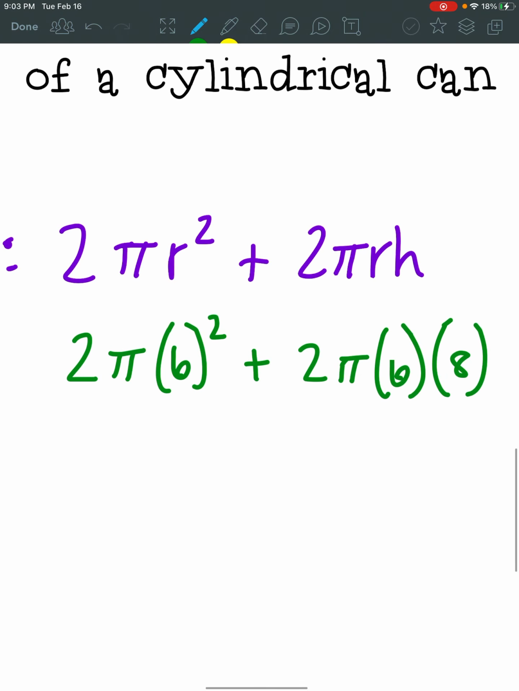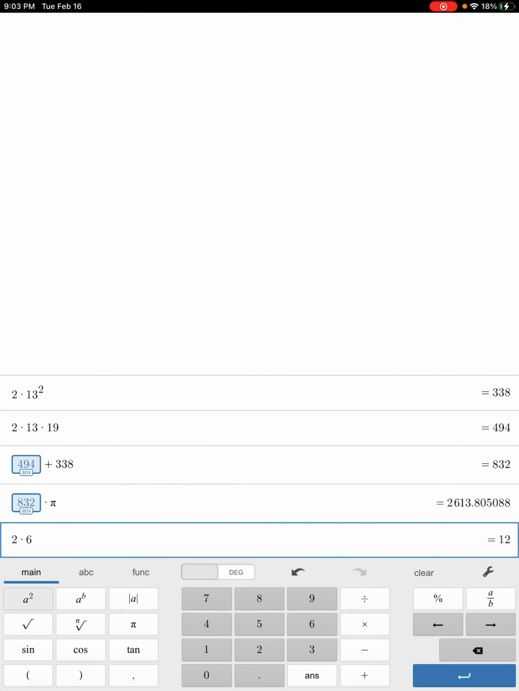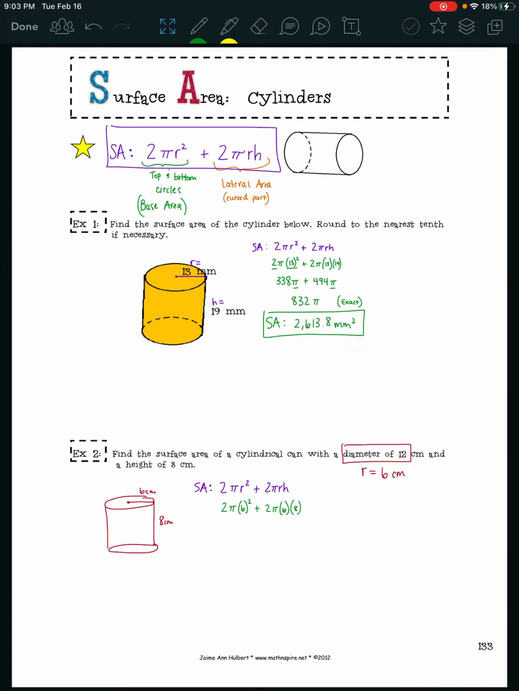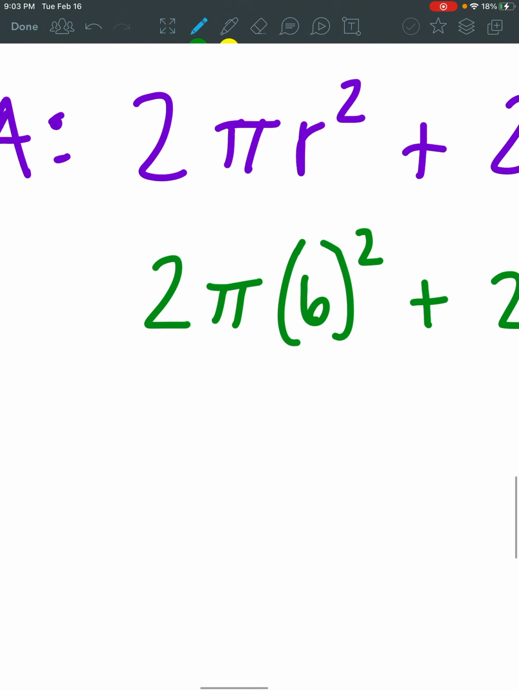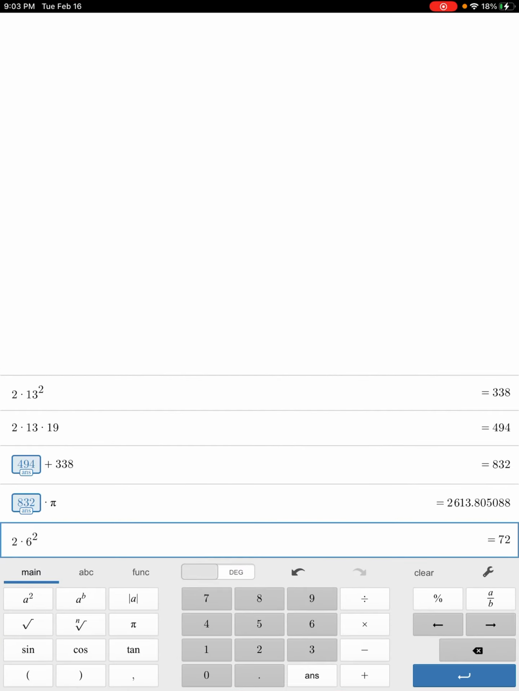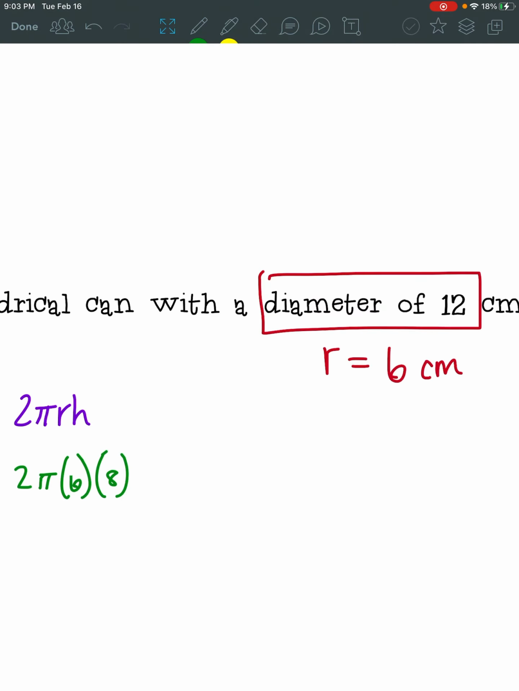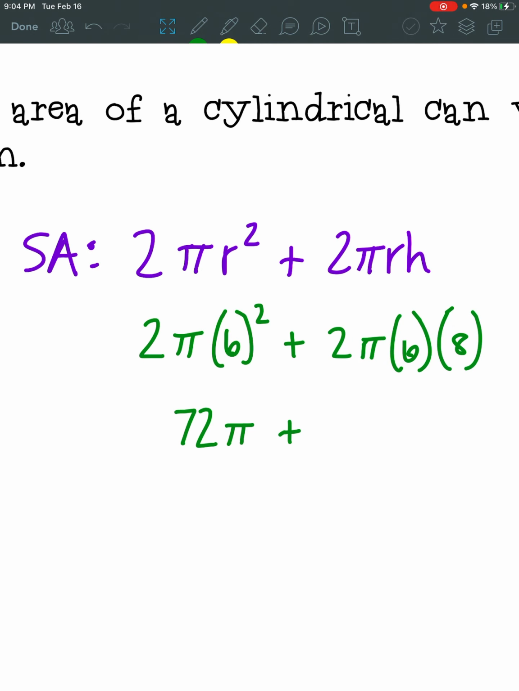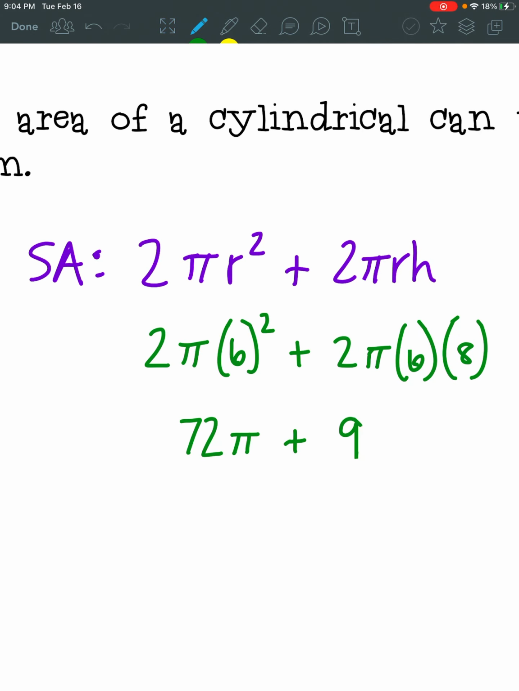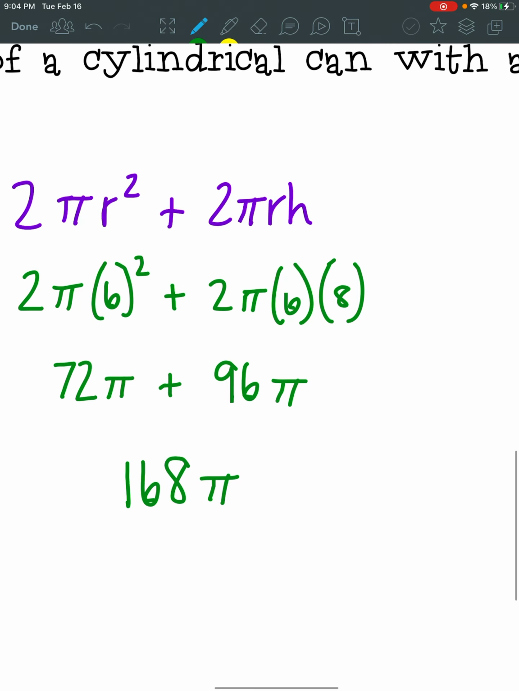So again, we can multiply everything. I am going to wait to multiply anything with that pi until the very end. 2 times 6 squared, so we get 72 pi for the base area. And when you do this, you can just multiply everything that's there except for the pi. 2 times 6 times 8, so we get 96 pi for the lateral area. And then last step, you want to add these, so we get 168 pi.